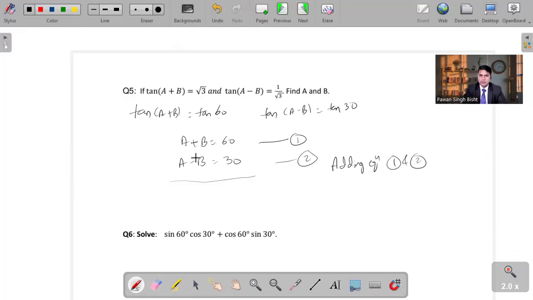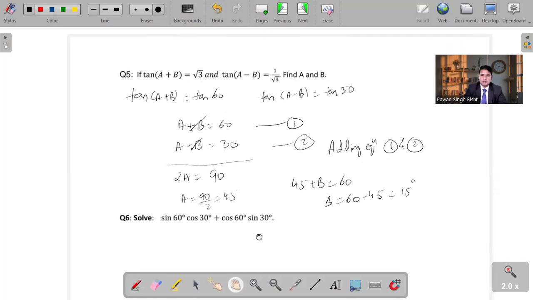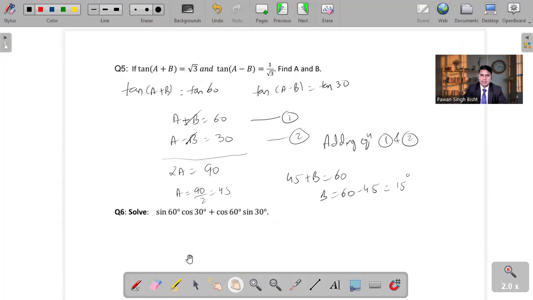When I add both the equations, plus b and minus b cancel, a plus a is 2a, and 60 plus 30 is 90. So a is 90 over 2, which is 45. Put it in the first equation. So 45 plus b equals 60. So b is 60 minus 45, that is 15. Clear? So I got the values of a and b. A is 45 and b is 15.